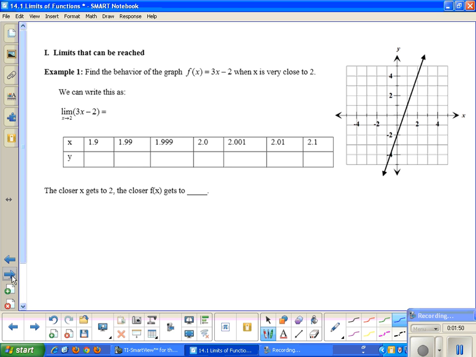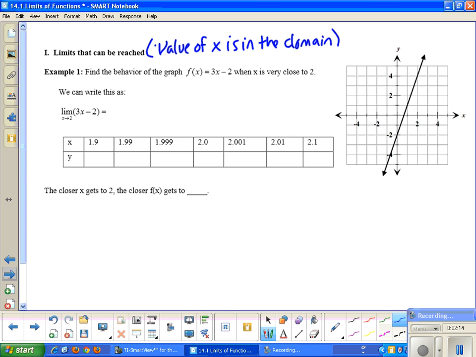So first let's talk about limits that can be reached. And again, I'm just going to write down that this means values of x that are in the domain. So the value of x is in the domain of the function. I call these easy limits, and I'll show you why in just a second.